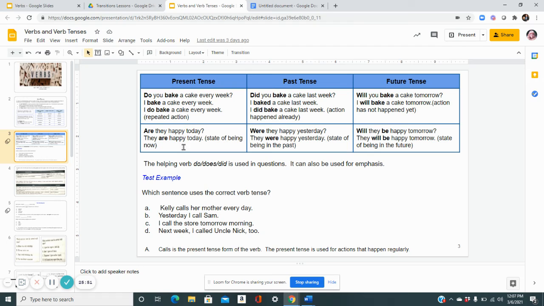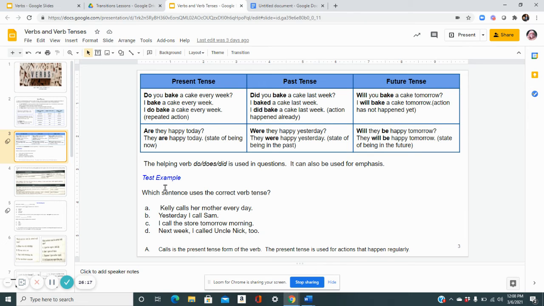So these are just some examples of how we use simple tense verbs. When you look at this, it shows you how you can put those verbs in, whether it's in a question form, a regular statement form, or in past tense, where you have to add a helping verb. I apologize, I cannot speak very well.